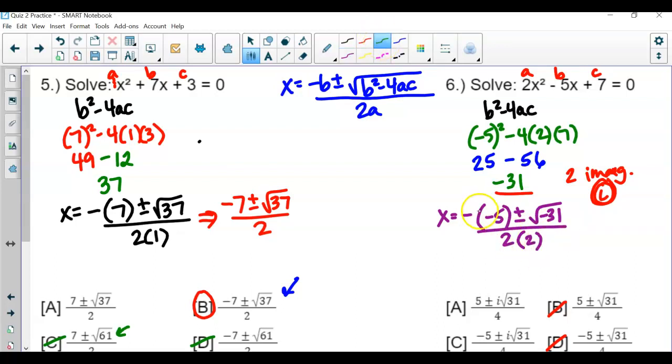Now notice here, we do have two negatives together. Two negatives make a positive. So positive 5 plus or minus. Now, the square root of negative 31 is the same as i times that radical 31, from the square root of negative 1, over 2 times 2, which is 4. So here, that's why the answer is A.